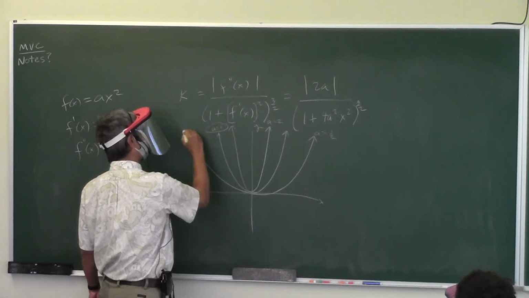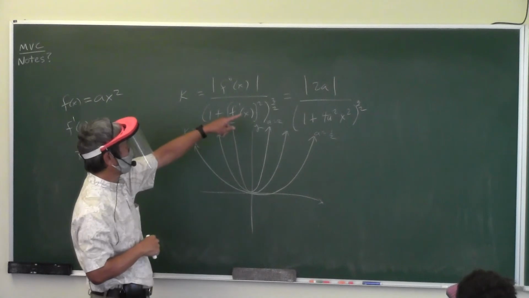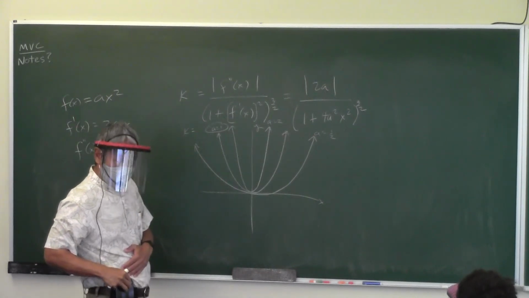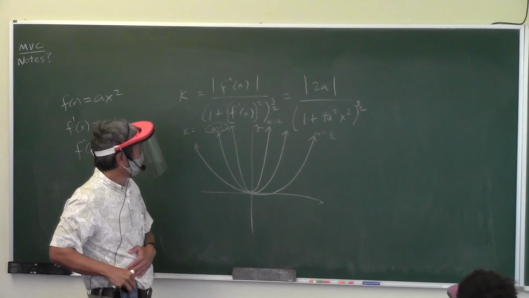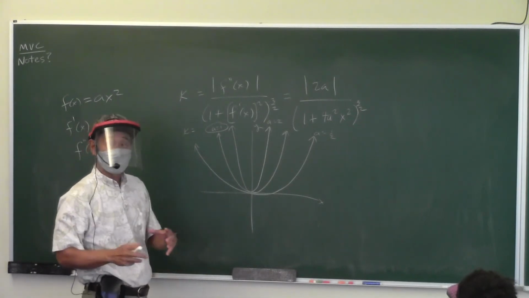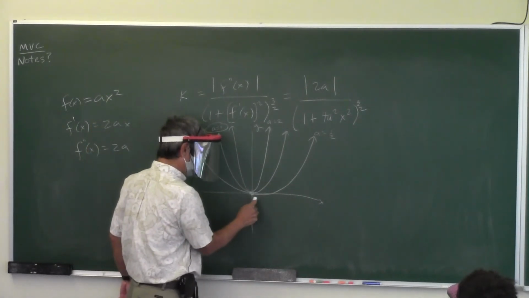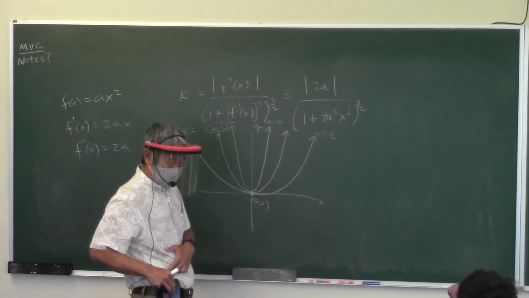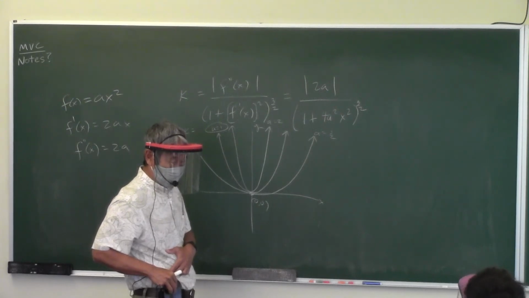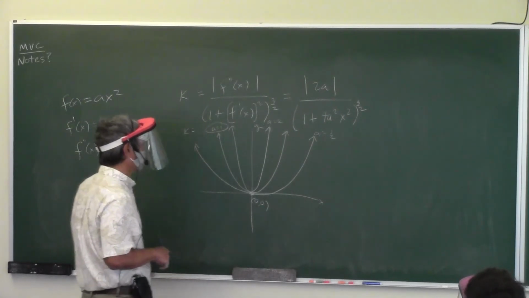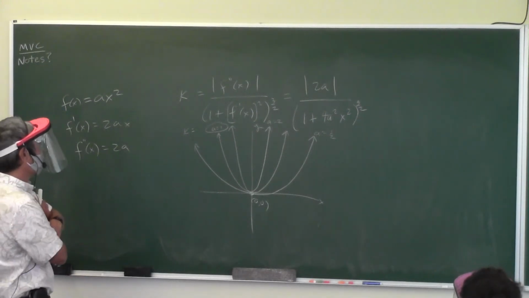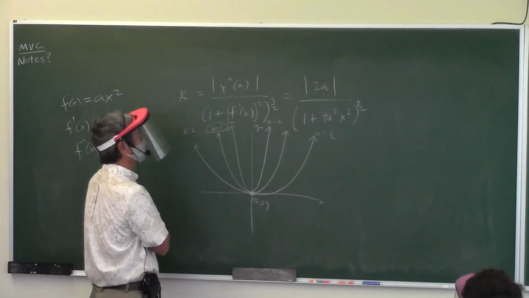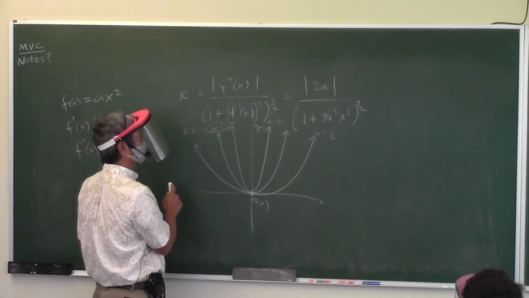What about this one? What's the curvature if you plug in 1 for a? Let's say right there, at 0, 0, when x is 0. So when x is 0, what is the curvature if a is 1? 2. Oh yeah, you're right.